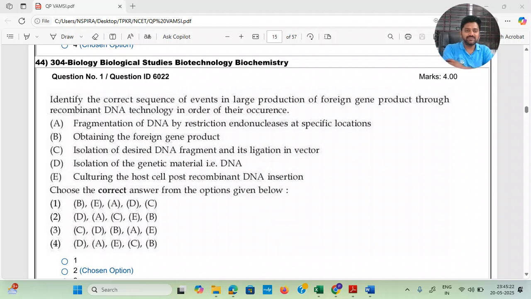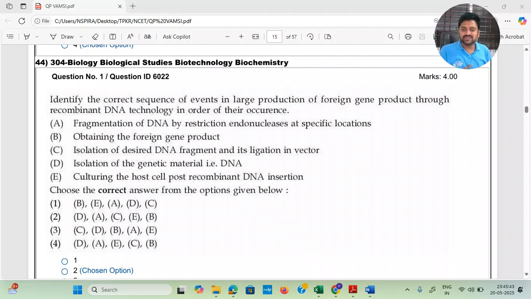I hope we are the first one to release the key on NEET paper. So now I am going to discuss the biology paper key. On my screen, I am displaying the biology question paper of the NEET 2025. So without much delay and waste of your time and my time, let us move to the first question.